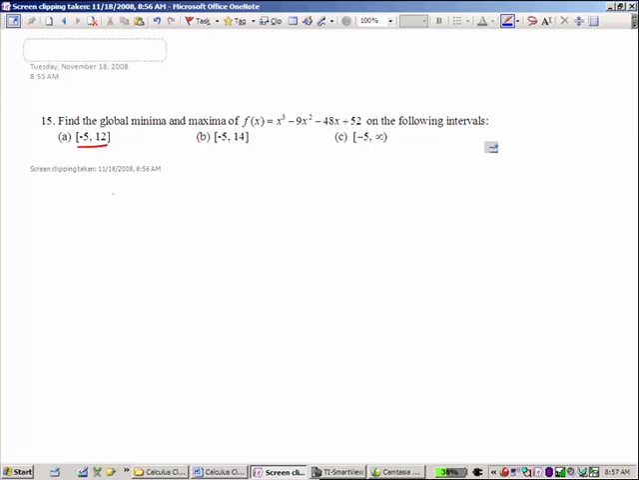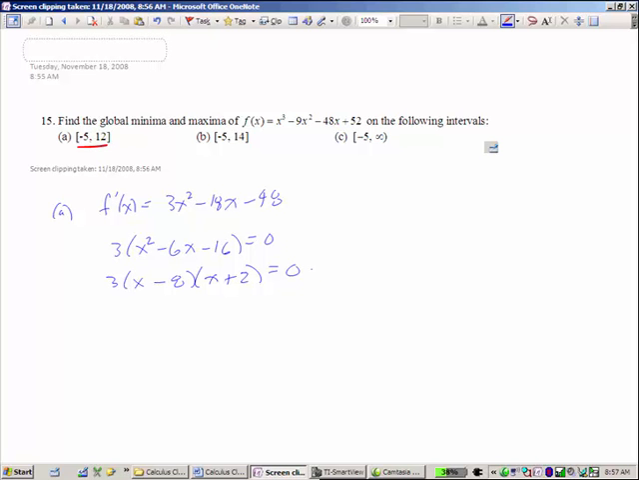You found the first derivative, which is 3x squared minus 18x minus 48. Then what did you do? Okay. x squared minus 6x minus 16. And what is it? x minus 8.